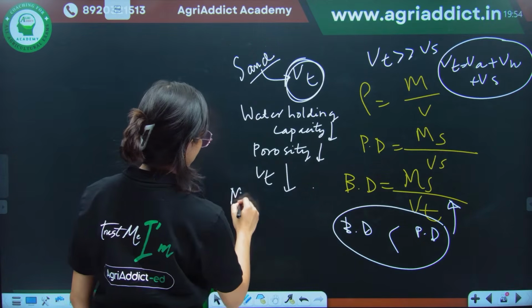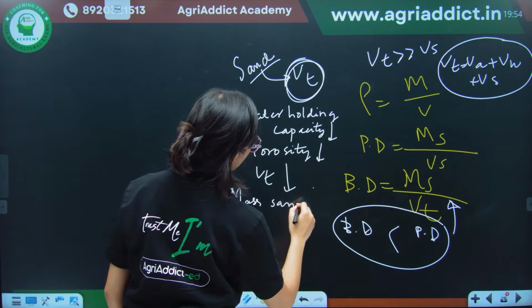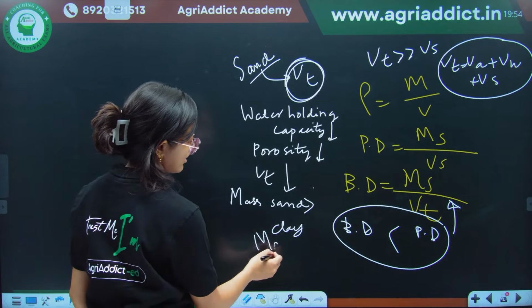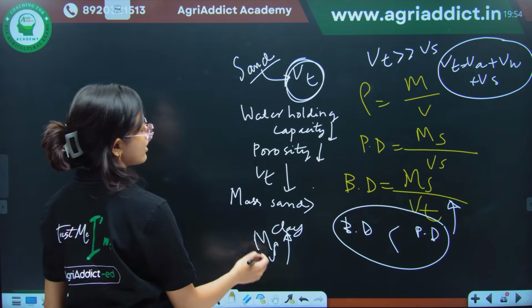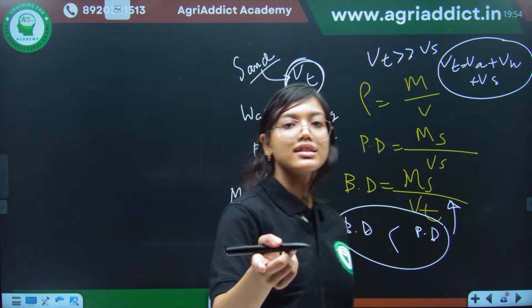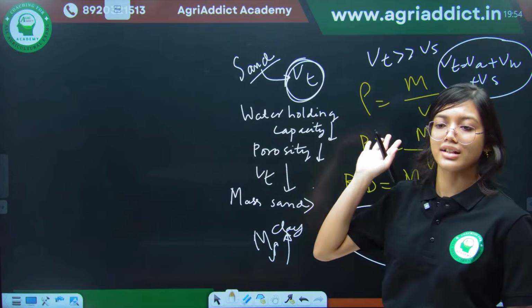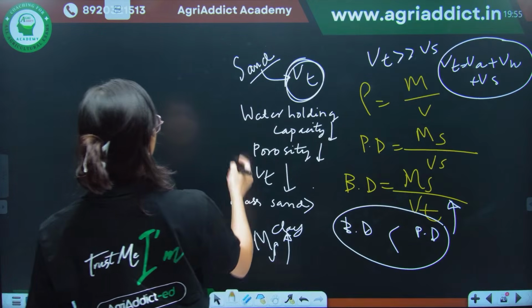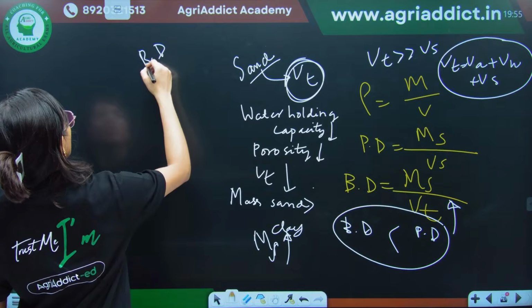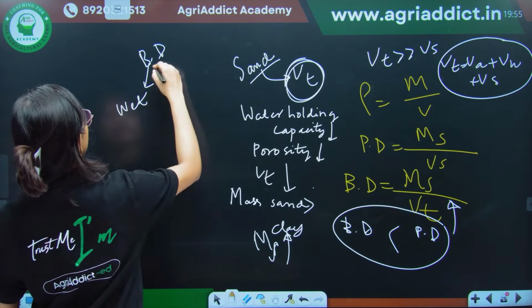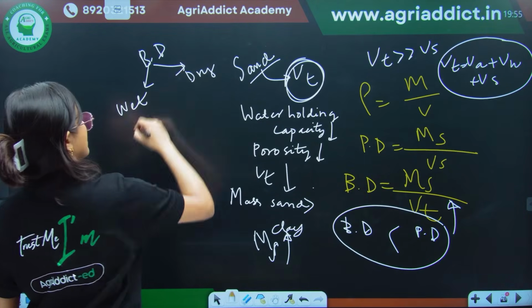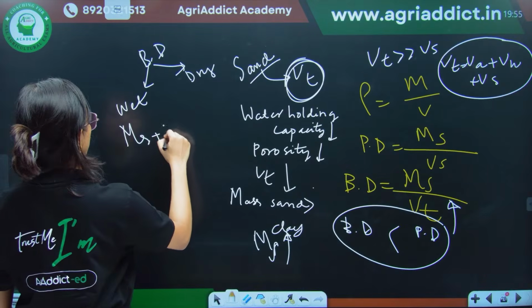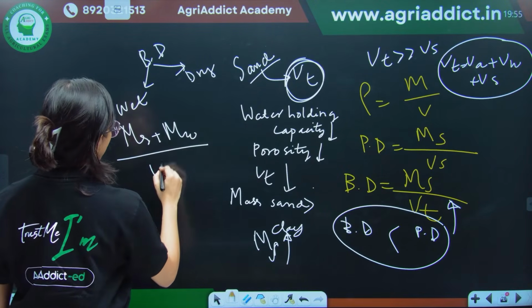Also, the mass of sand is much higher than that of clay. That is going to increase the numerator part. So that is why for coarse textured soil, your bulk density is greater than that of fine textured soil. Clear? Another thing is that we can divide bulk density into two parts: wet bulk density and dry bulk density. Whenever we calculate the wet bulk density, we take the mass of the soil plus the mass of the water divided by the total volume.